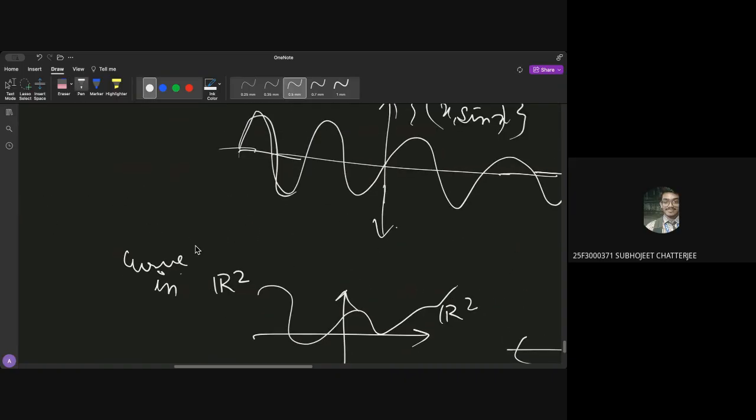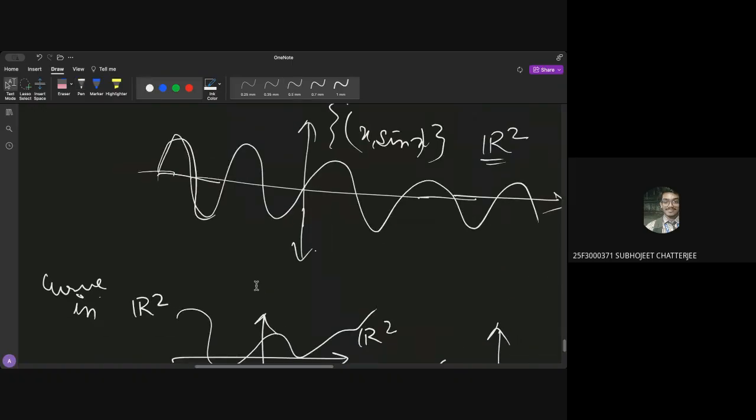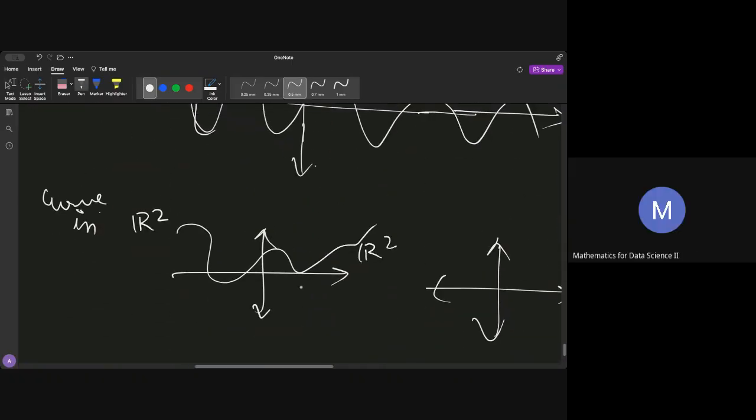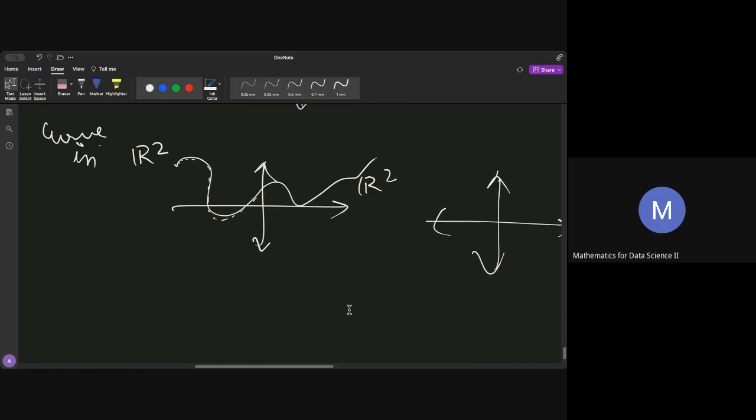Or in even simpler terms, you can just say that it's a trail of points. You have a lot of points accumulated together, but it's a trail of points only if you see each point individually. And then if you collect them together, you'll get the curve, right? That's what a curve is.